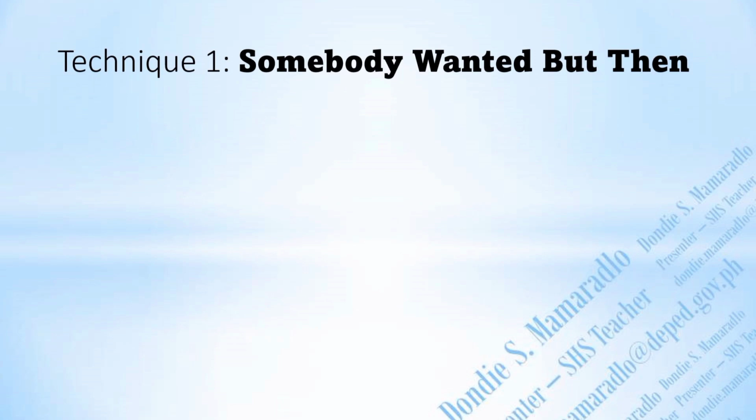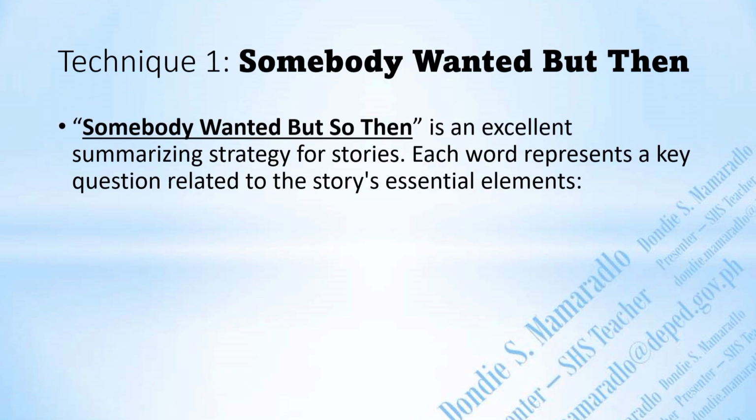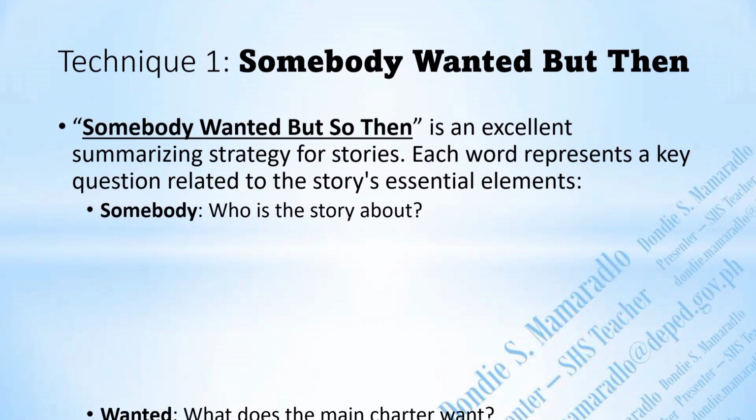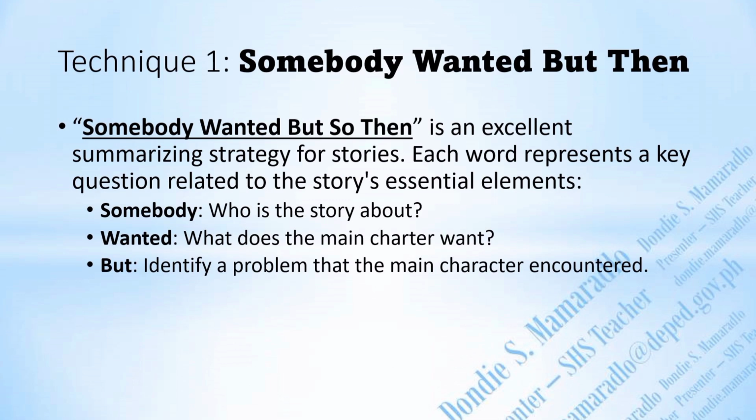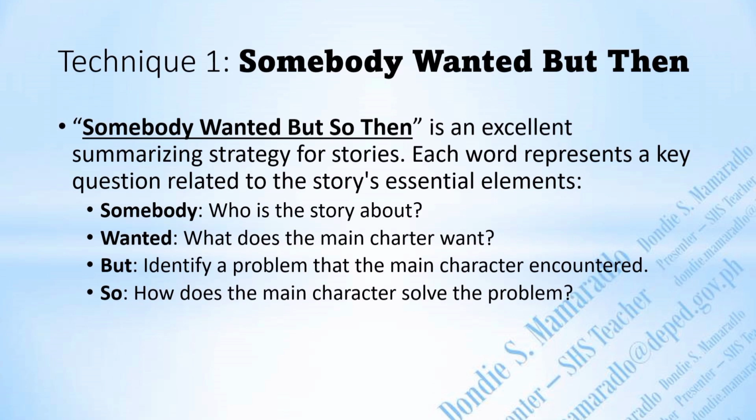The first technique is Somebody Wanted But So Then. Somebody Wanted But So Then is an excellent summarizing strategy for stories. Each word represents a key question related to the story's essential elements. For somebody, who is the story about? Wanted, what does the main character want? But, identify a problem that the main character encountered. So, how does the main character solve the problem? Then, tell how the story ends.